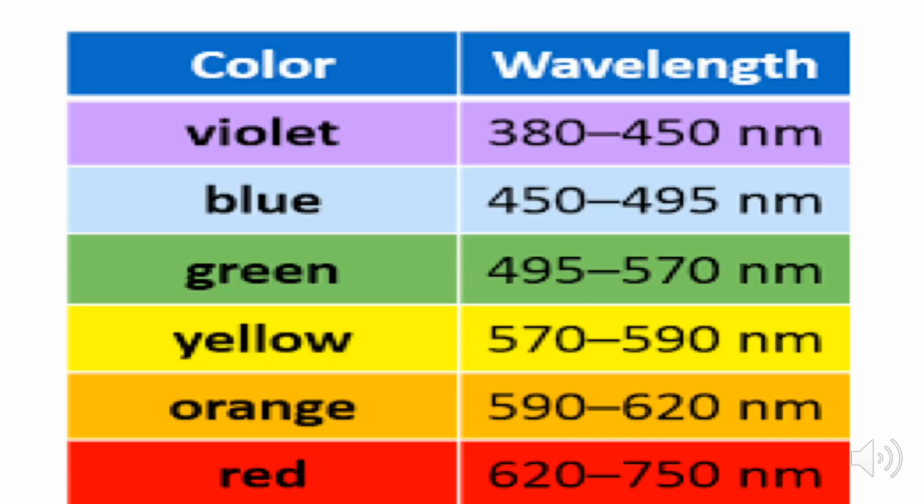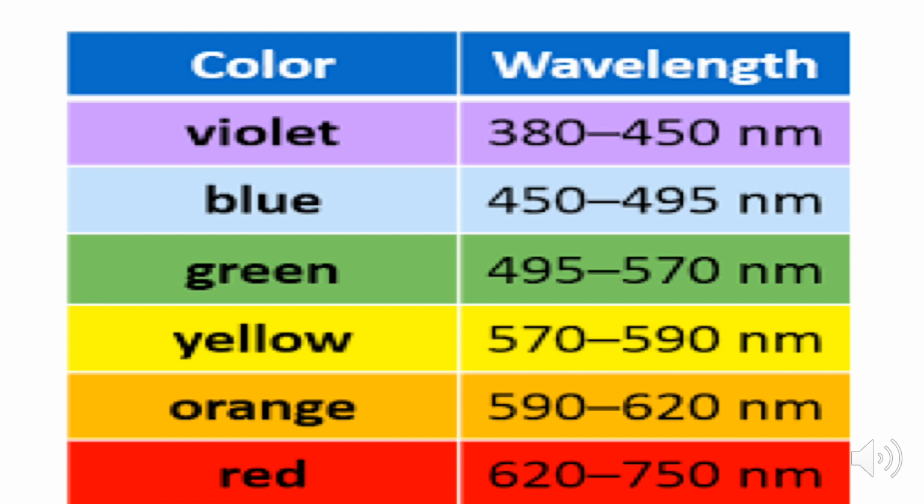So these are the different visible colors. You have here the Roy G. Biv: red, orange, yellow, green, blue, indigo, and violet. And you have on the second column their specific wavelengths. Remember, a red-colored suspension will absorb green light. And according to this table, the wavelength for green light is 495 to 570.